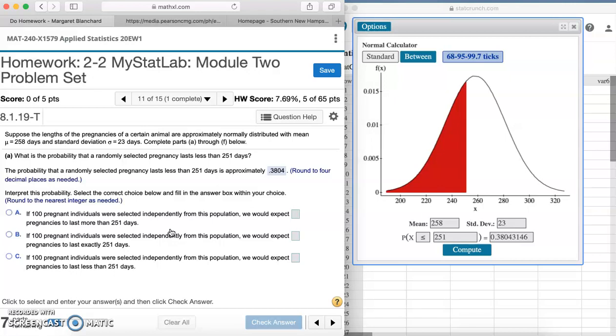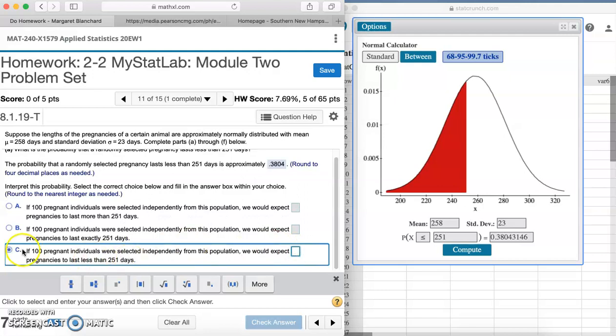This is saying if 100 pregnant individuals were selected independently from this population, we would expect blank pregnancies to last more than 250 days, to last exactly 250 days, or to last less than. Well, we already know that we found the probability of it being less than 251 days. So we know right now that our correct option is C. Now, how do we put that in? Like, what number are we looking at?